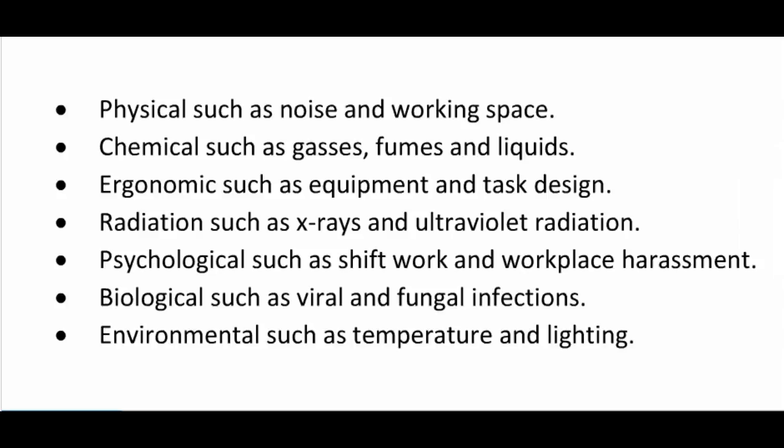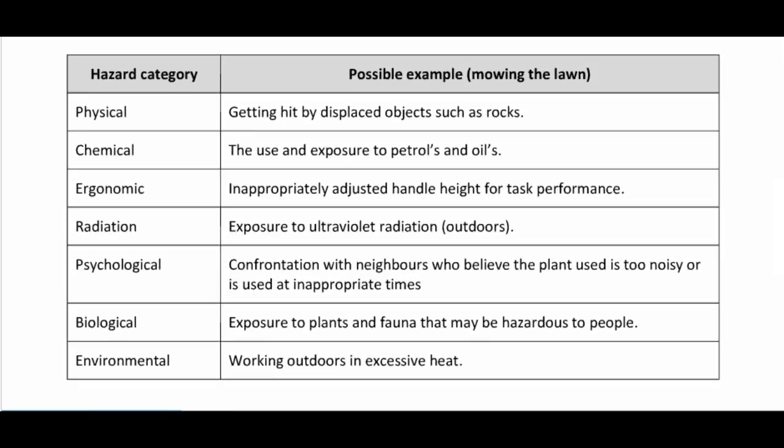If we apply hazard identification to mowing the lawn, we may be able to identify the following hazards: physical, getting hit by displaced objects such as rocks; chemical, the use and exposure to petrols and oils; ergonomic, inappropriately adjusted handle height for task performance; radiation, exposure to ultraviolet radiation; psychological, confrontation with neighbours who believe the plant used is too noisy or is used at inappropriate times; biological, exposure to plants and fauna that may be hazardous to people; environmental, working outdoors in excessive heat.